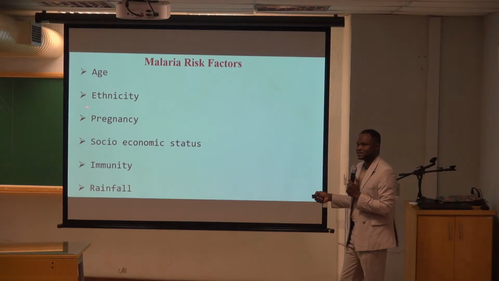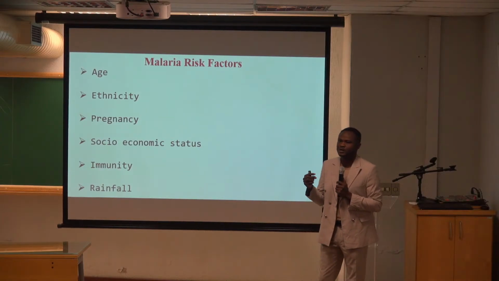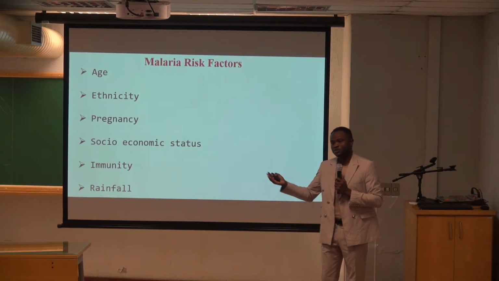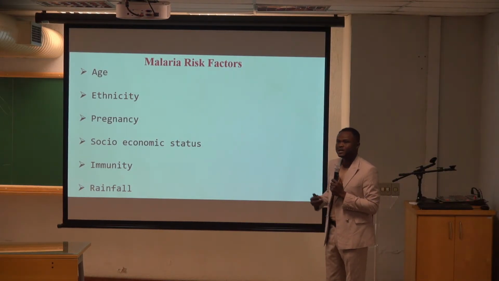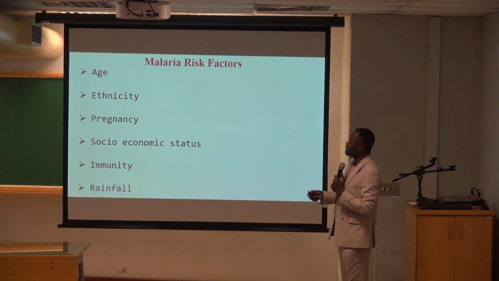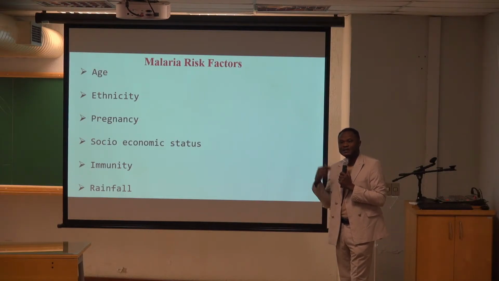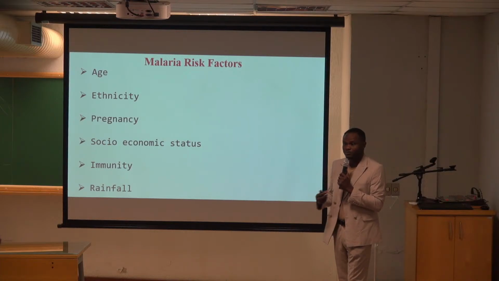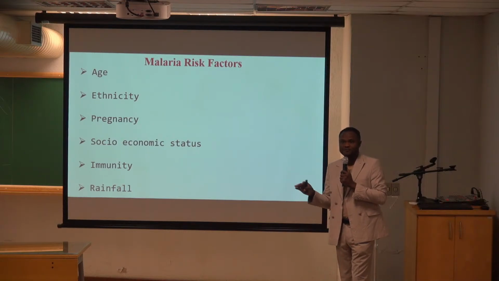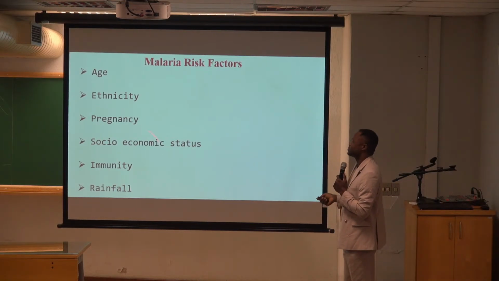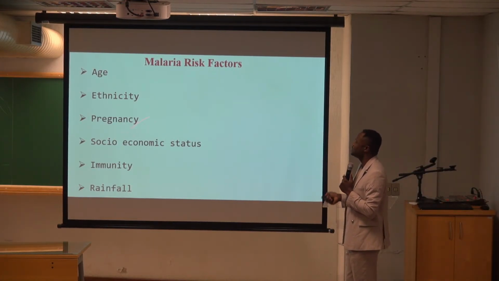We also have ethnicity. Research has shown that there is a particular mutation in the genome of some people of certain ethnicity that makes them resistant to malaria. So even when an infected mosquito bites them, because of the mutation they carry in their genome, they won't have malaria. Another factor is pregnancy. Pregnant women can easily come down with malaria after being exposed to mosquitoes.